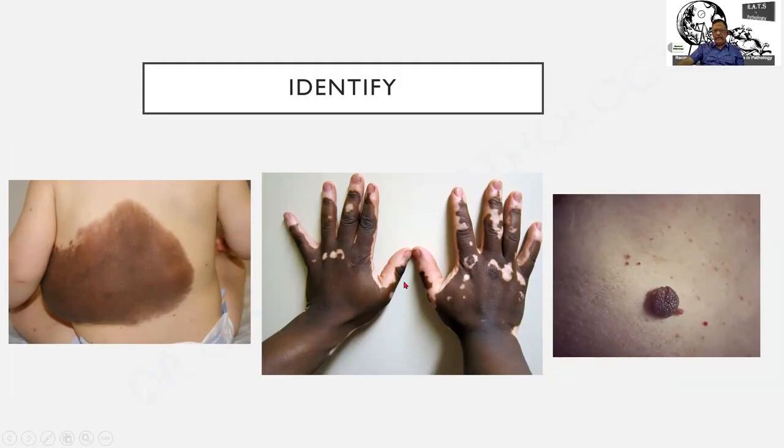So I would like you people to kindly identify these lesions. This is a young child having a large flat nevus, and this is a nodular nevus or mole. And this is a patient having vitiligo wherein there is a focalized loss of pigmentation.